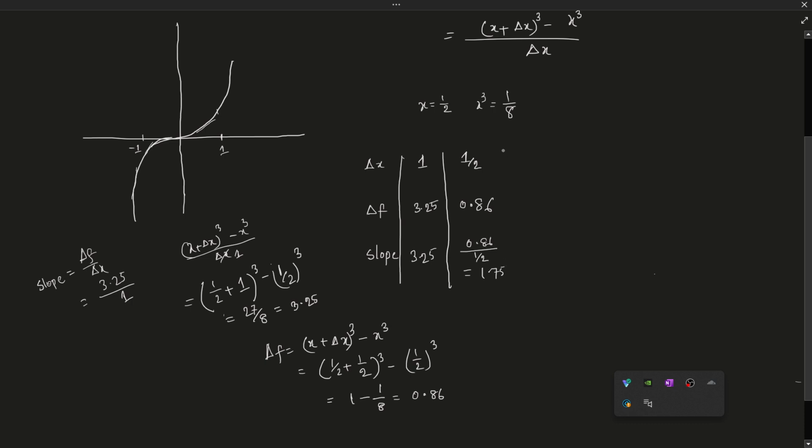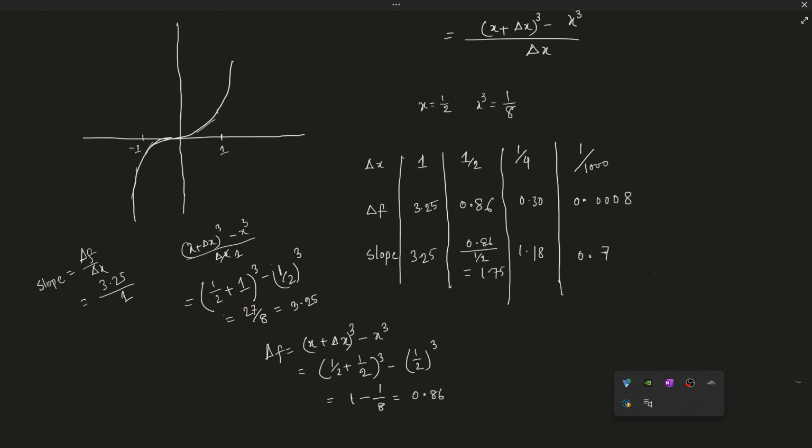So this is basically 1.75. If we keep calculating like this, suppose we have del x as 0.1, it will be 0.30 and the slope 1.18 something. Then lastly, suppose we have del x as 1 by 1000, then if we calculate, del f will be something like 0.0008, and the slope will be 0.752.